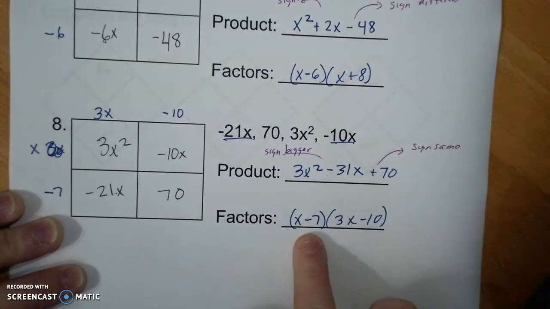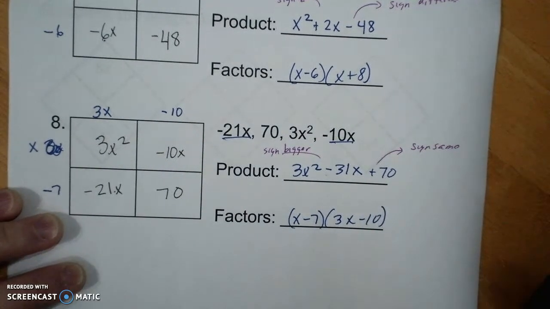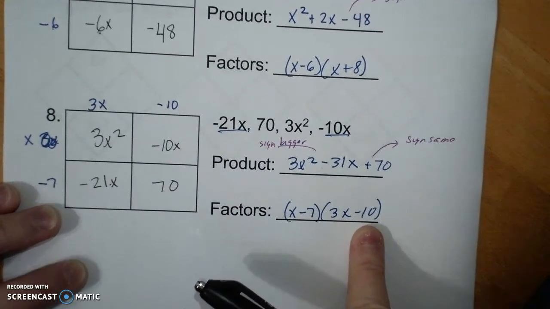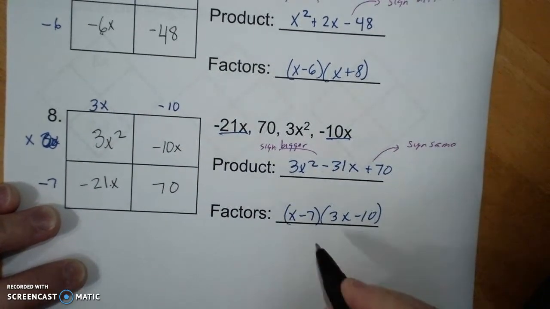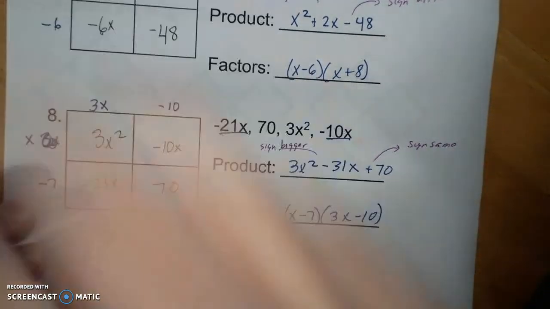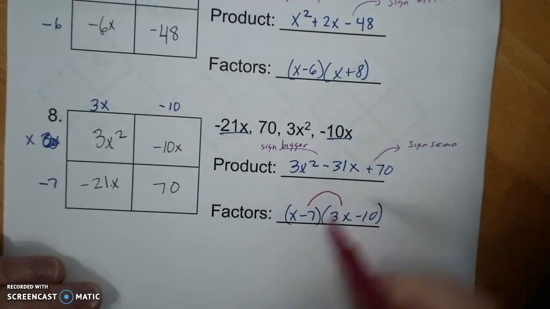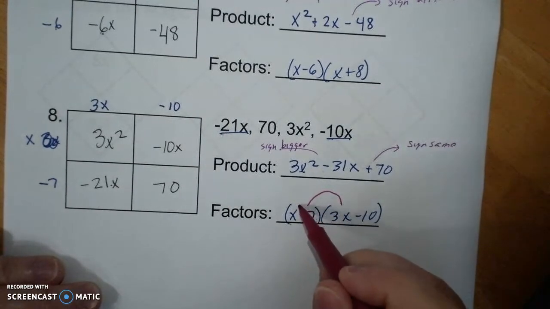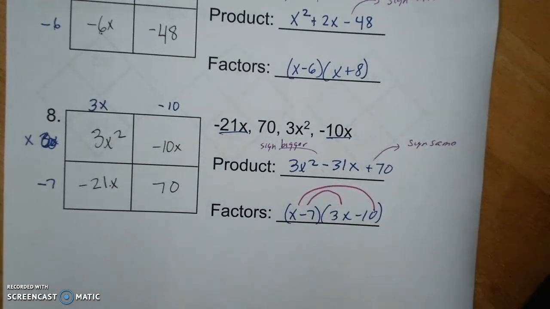The signs are the same. The bigger one, which is 10, is a negative. My rainbows are a negative 21x and a negative 10x to become negative 31x. That is page 3 of 12-1, Sums, Products, and Factors.